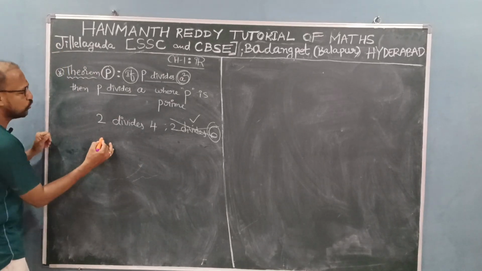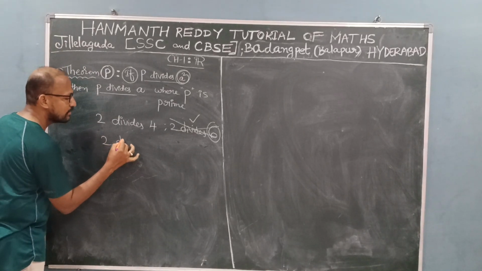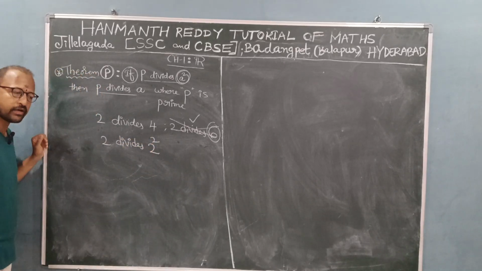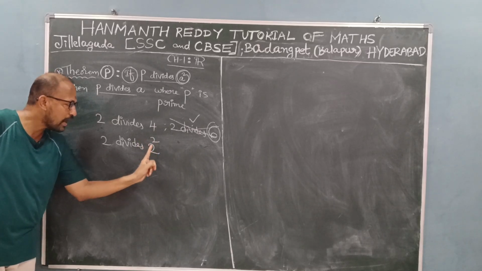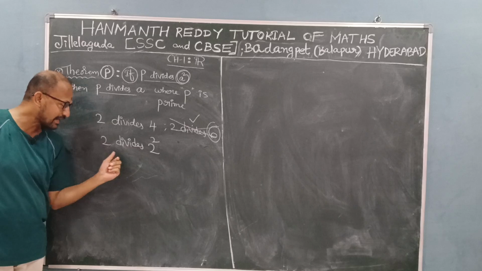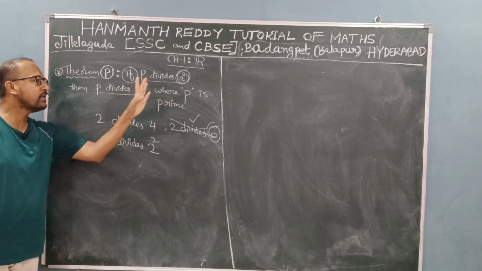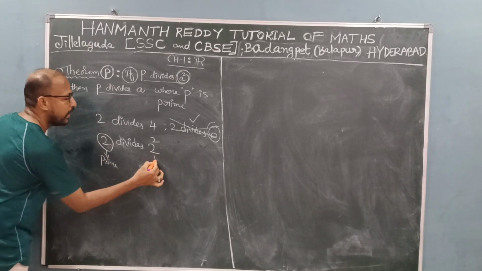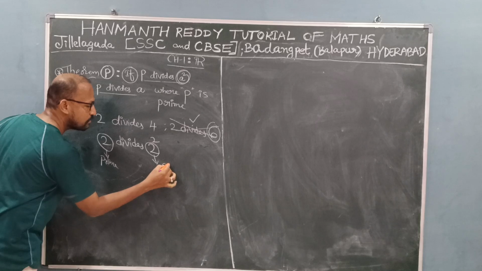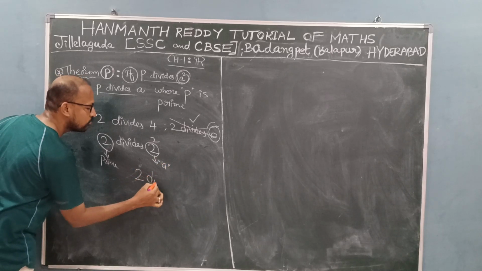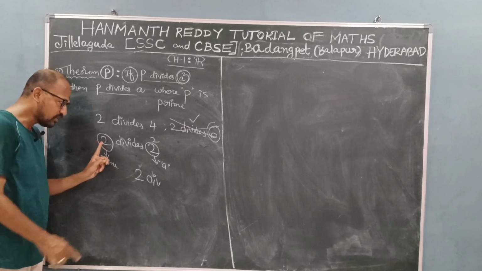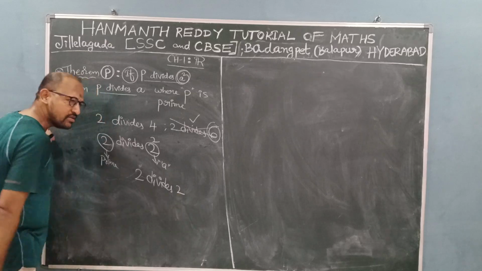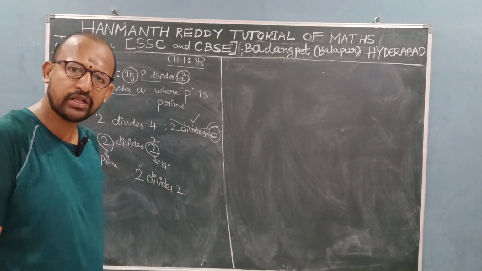For example, 2 divides 4. I can write 4 as 2 square, so 2 divides 2 square. Is it correct? Yes. That means it looks like p divides a square, where 2 is the prime number and this 2 is a. So as per the statement, I can write 2 divides 2. Yes, obviously 2 divides 2, we get remainder 0.